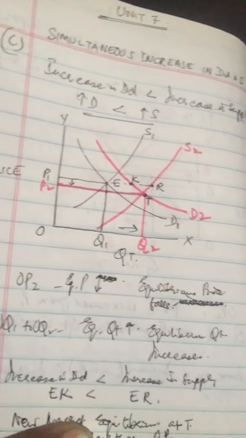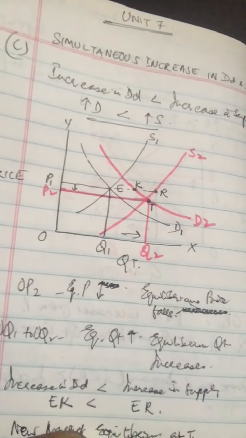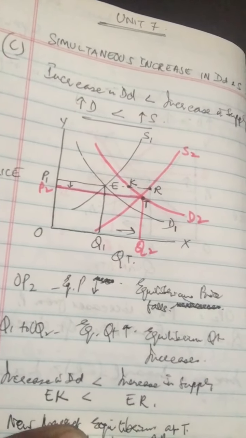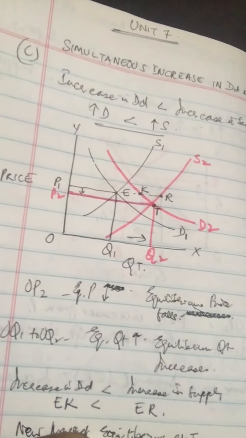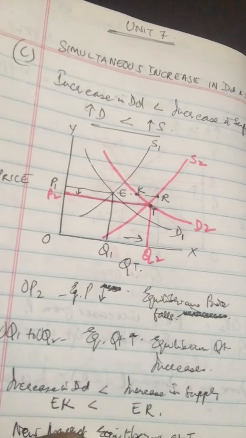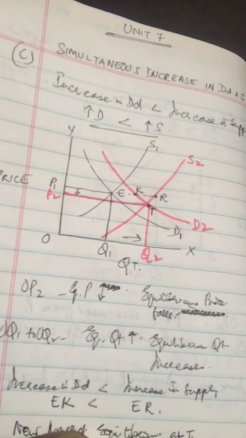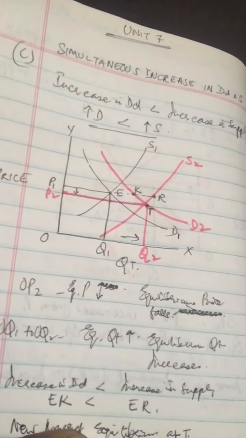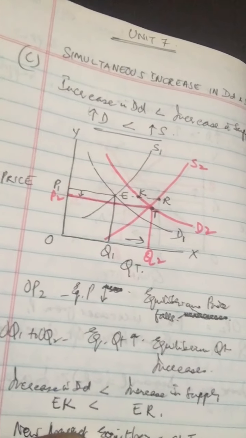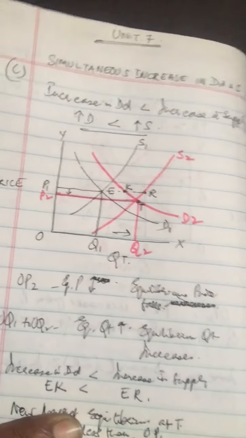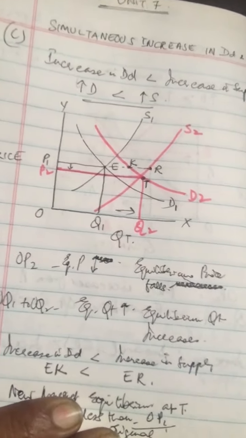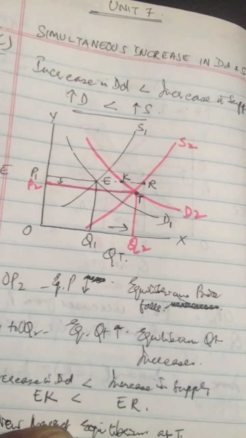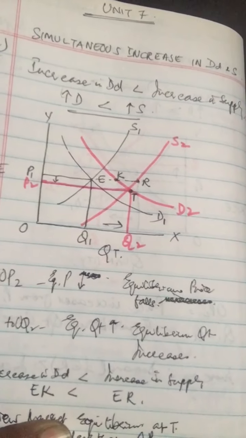So D1 is the initial demand curve and S1 is the initial supply curve. E is the point of initial equilibrium, and OP1 is the equilibrium price, and OQ1 is the equilibrium quantity. Now, due to increase in demand, D2 is a new demand curve, which is shown with a colored pen. Now, due to increase in supply, S2 is a new supply curve.